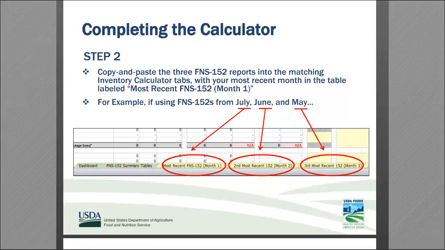Step 2 is to copy and paste the FNS 152s into the corresponding inventory calculator tabs. The most recent FNS 152 will go into the tab labeled Most Recent FNS 152 Month 1, as you can see in the example. In this example, July would go in the Month 1 tab, June in the Month 2, and May in the Month 3 tab.